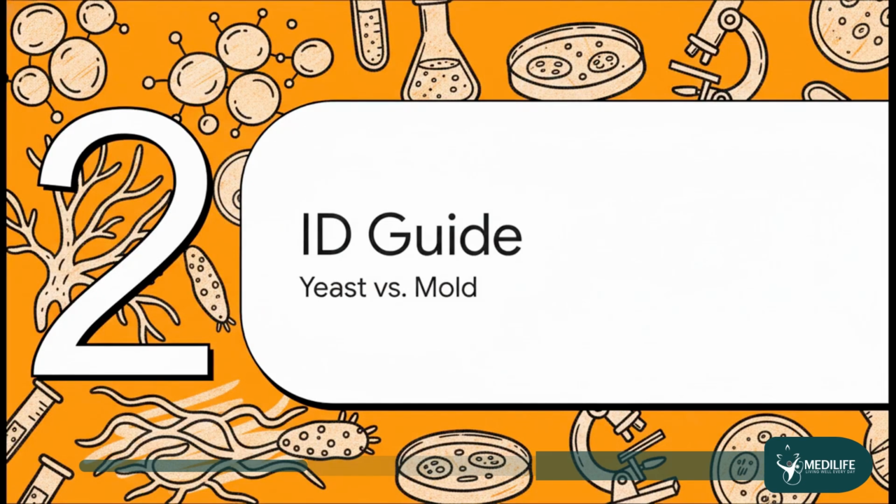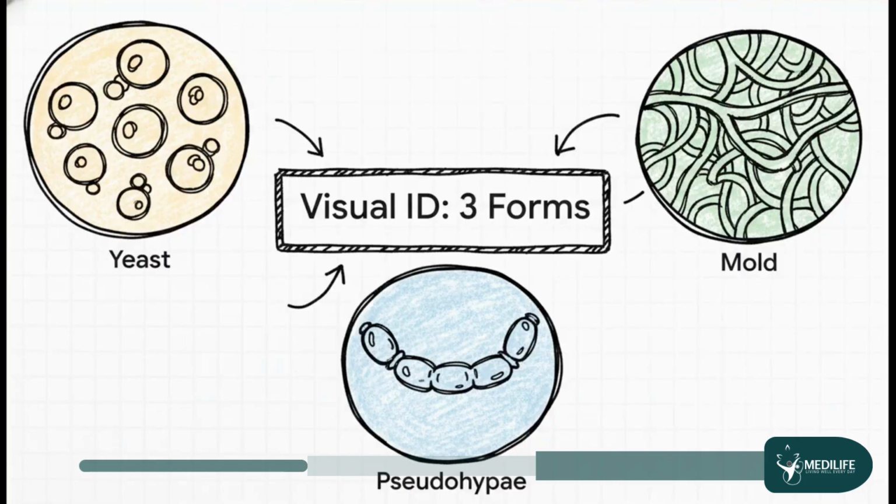Let's move on to identification. You're going to see lab reports, and you need to know what they mean. Is it a yeast? Is it a mold? Because believe me, the shape of the fungus tells you a lot about how it's going to cause disease. In the fungal kingdom, you're basically going to run into 3 main forms you have to recognize. You've got yeast, you've got mold, and then you've got this tricky one in the middle called pseudohyphae.